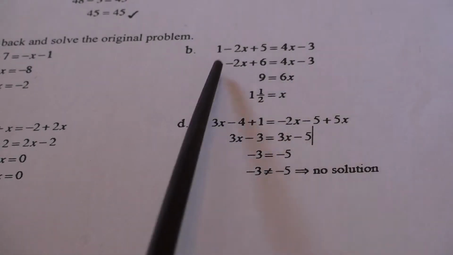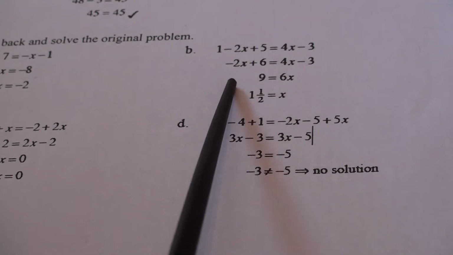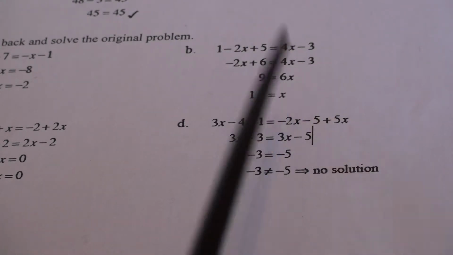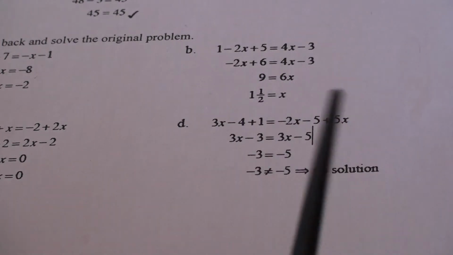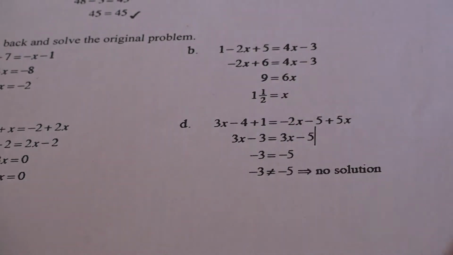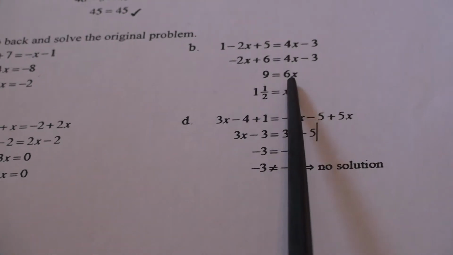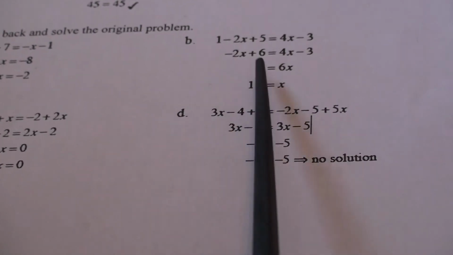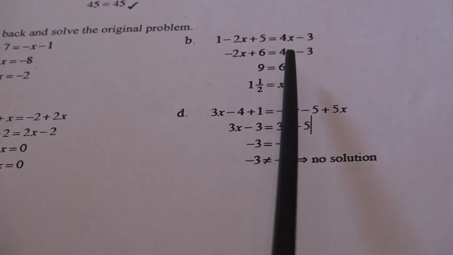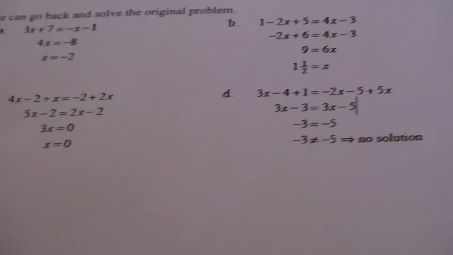I add 2x to both sides because we like to keep things positive. So negative 2x plus 2x cancels, and then 4x plus 2x gives you 6x. I then add 3 to both sides, so 6 plus 3 will give me 9, and negative 3 plus 3 will give me 0. So now I have 9 equals 6x. I divide both sides by 6 because I want to get x by itself, and 9 divided by 6 will give me 1/2, and 6x divided by 6 will give me x.